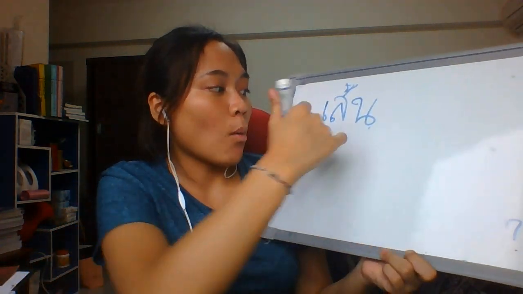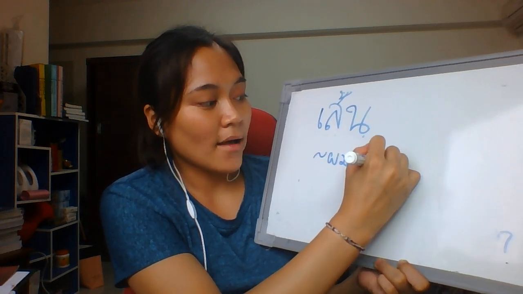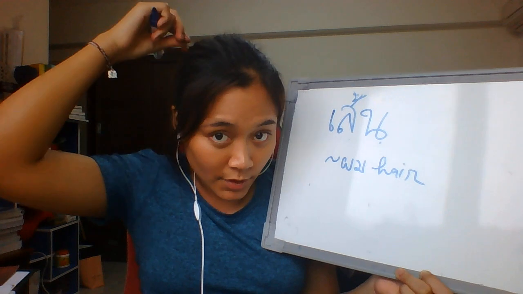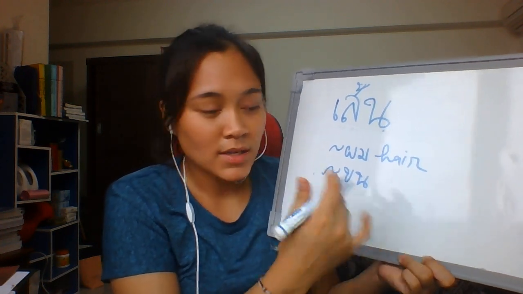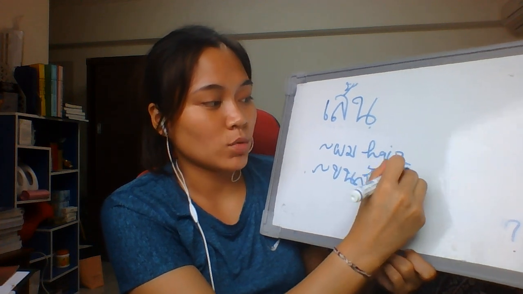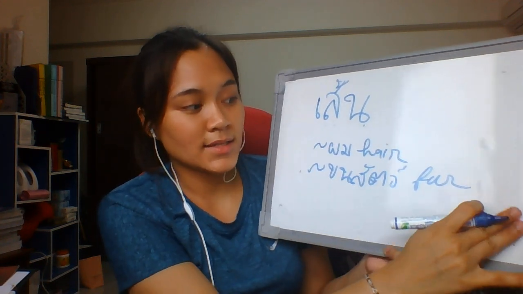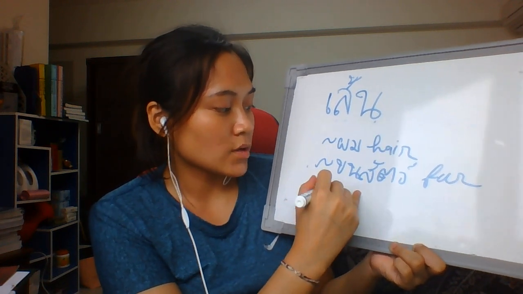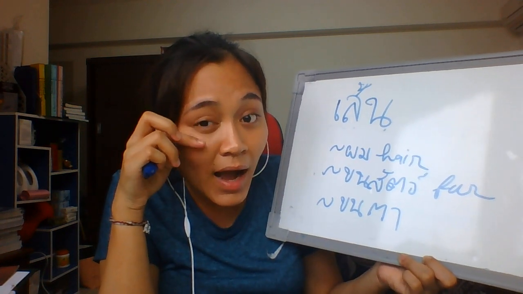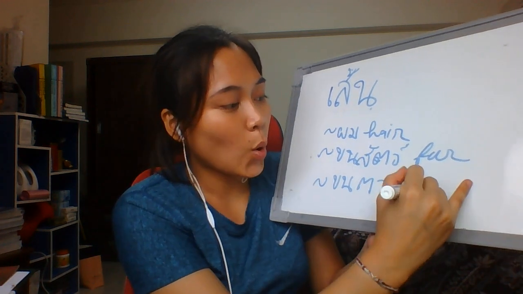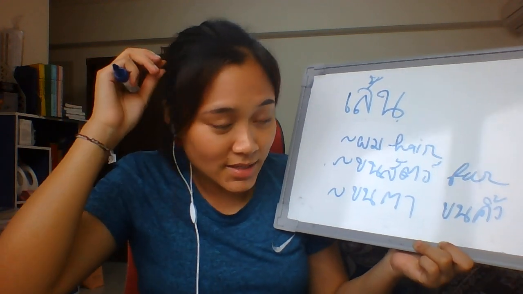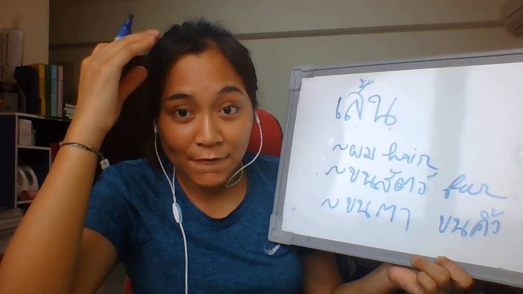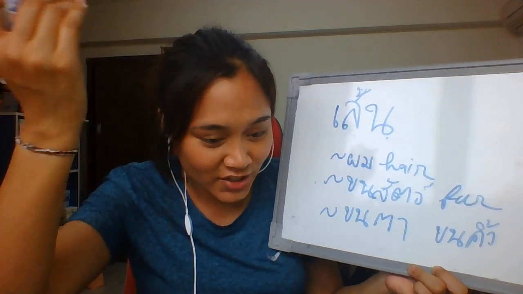We have เส้นผม. ผม means hair. So this is เส้นผม. เส้นขน, normally when we say ขน we're talking about fur, hair but like animal hair. เส้นขนสัตว์, สัตว์ means animal. Okay, fur. We can also talk about เส้นขนตา, ขนตา is eyelash. ขนคิ้ว, eyebrows. As you can see, เส้น, we're talking about a physical line that you can see, you can touch.